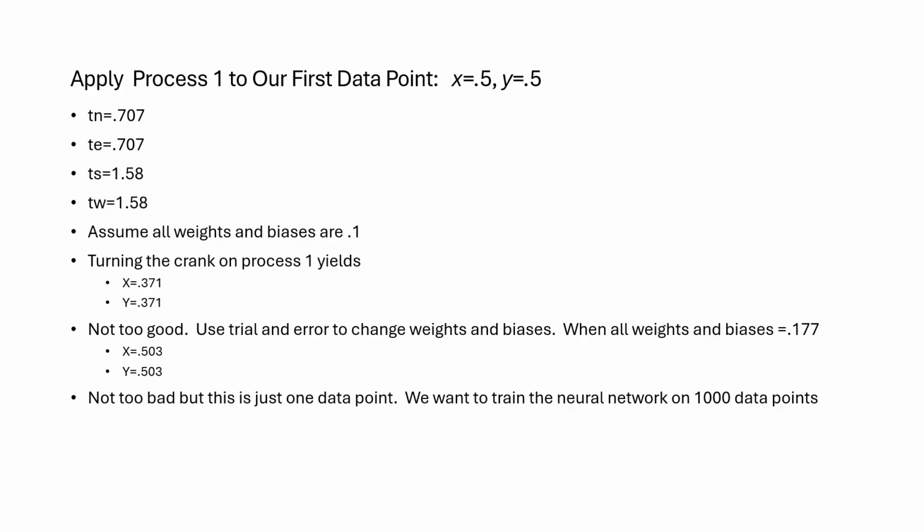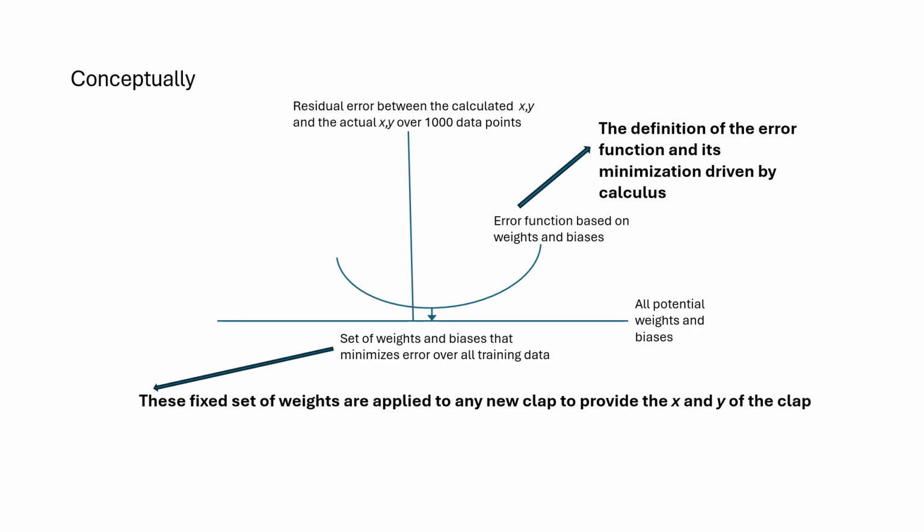Not too bad, but this is just one data point. In a neural network, we want to train it to come up with the right answer for multiple data points, and let's think of 1,000 data points. So conceptually, what are we doing? On the horizontal axis here, we have all the possible weights and biases. On the vertical axis, we have the residual error between the calculated XY and the actual XY. And we want to come up with a set of weights and biases that minimizes that error for all the data points that we apply it to.